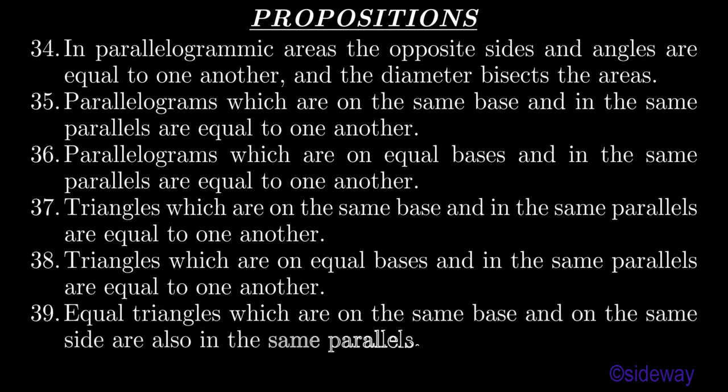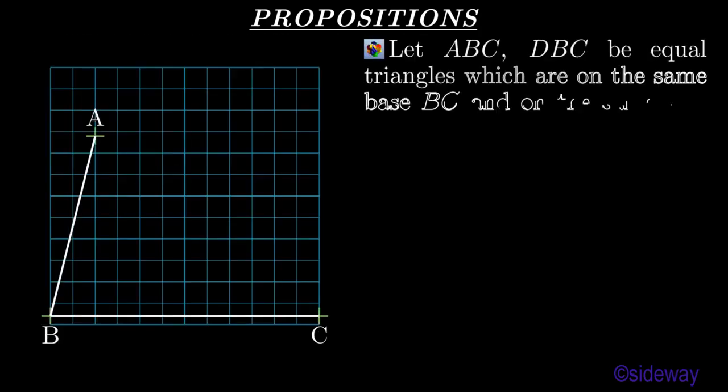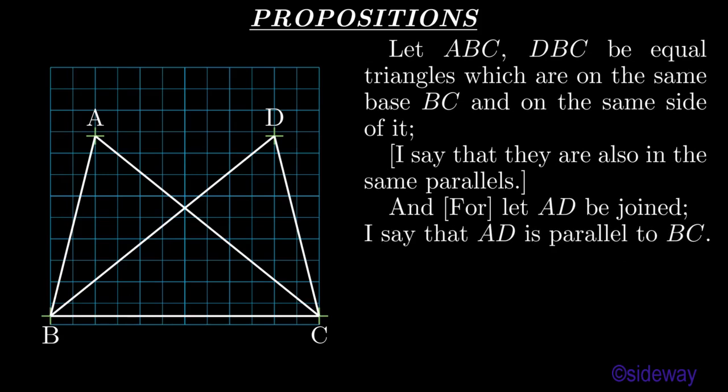Proposition 39. Equal triangles which are on the same base and on the same side are also in the same parallels. Let ABC, DBC be equal triangles which are on the same base BC and on the same side of it. I say that they are also in the same parallels. For let AD be joined. I say that AD is parallel to BC.